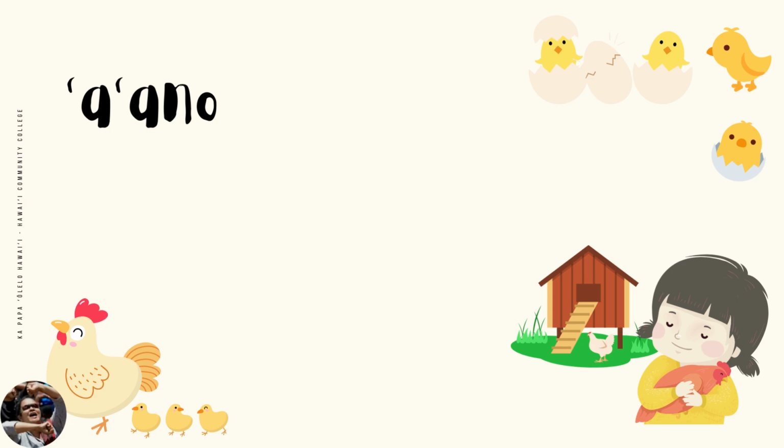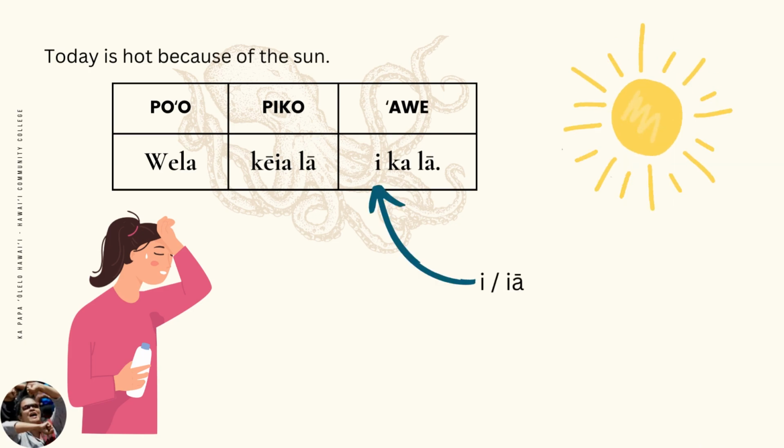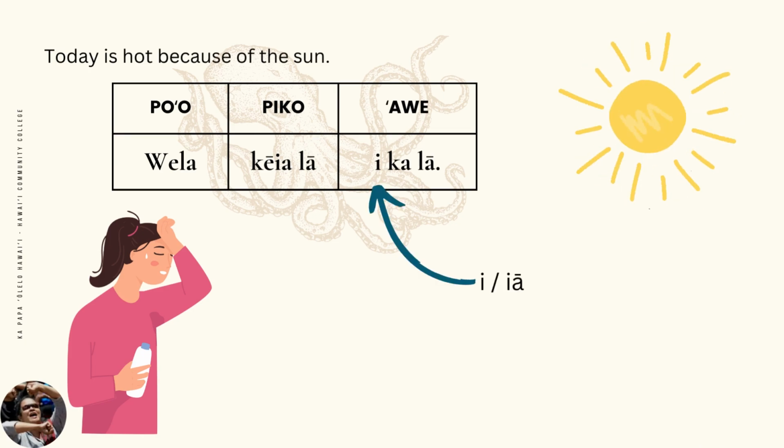Now let's focus on ʻAʻano. ʻAʻano can be used in any pepeke, but you have to make sure your sentence is a passive sentence, like in my loa'a video in my Hawaiian 201 playlist. Let's check out some examples. Today is hot because of the sun. Vela keia lā i ka lā. When using ʻAʻano, the object that is causing the action is marked by I or ya.